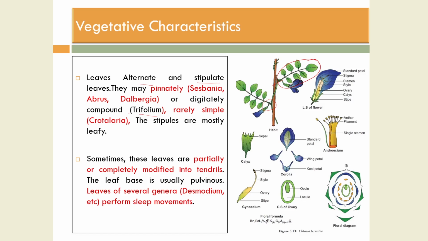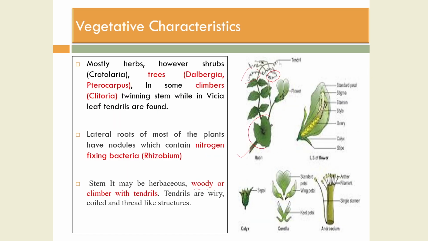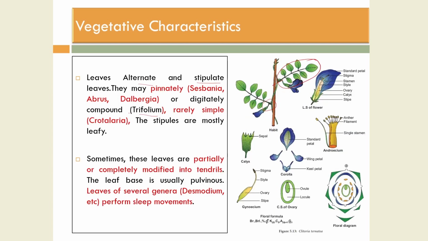And the stipules are mostly leafy, as I've told you, in nature, as you can see in this particular image. This is not the leaf, this is the stipule which is foliaceous in nature. So it is leafy, and this is called the foliaceous type of stipule. And then sometimes these leaves are partially or completely modified into tendrils, and the leaf bases usually have a pulvinus. Pulvinus means the leaf base has a swollen structure, as you can see here.